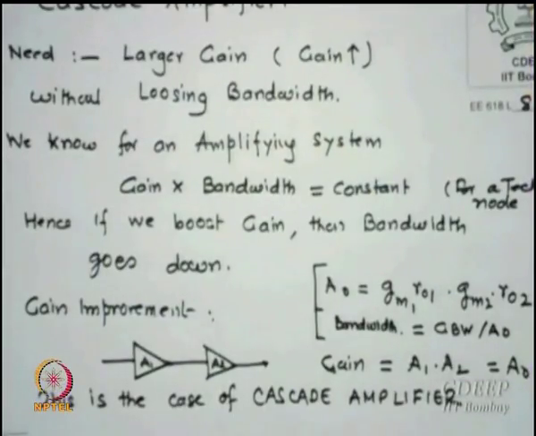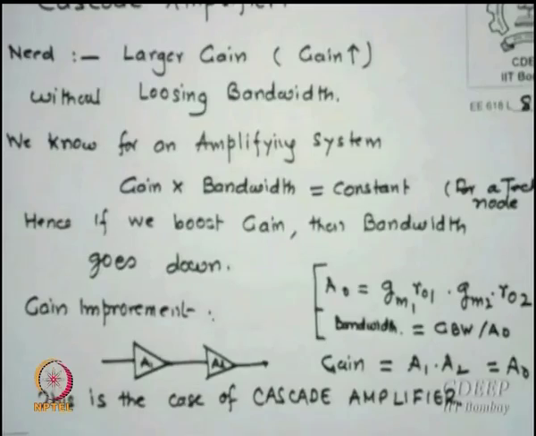So what is the most common practice of doing designs is to put a cascade of 2 amplifiers. You want 100, make 2 gain-of-10 amplifiers and cascade them. Cascade means the output of the first is given to the input of the next. Let us say each has a gain of A1, A2, which is GM1 R01, GM2 R02. So the gain is GM1 GM2 R01 R02, and if they are equal, GM squared R squared is the gain.